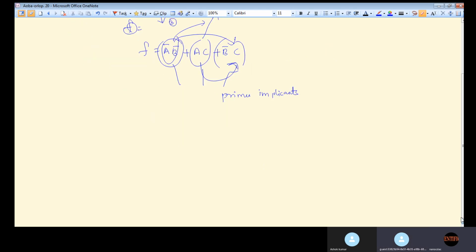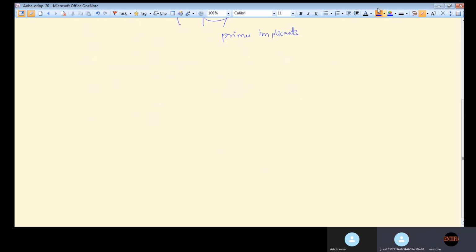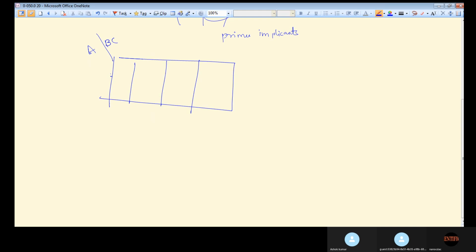One more example I will give you. For example, here A, B, C. Okay. So can you tell me the equation for this one? You tell me the equation. This is A bar, this is B. Okay. BC plus. BC plus.